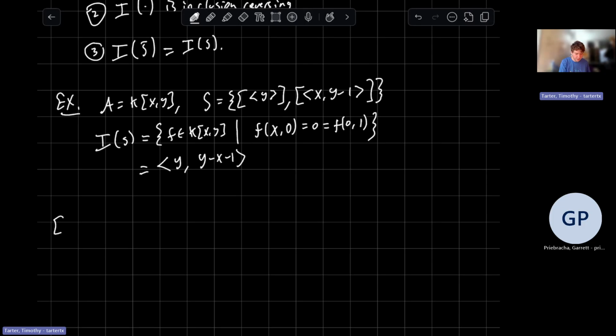And then as another exercise, S contained in affine 3-space over the complex numbers is the union of the three axes xz, yz, and xy.